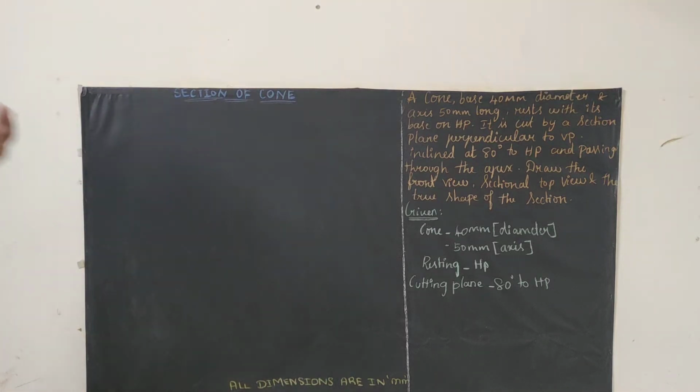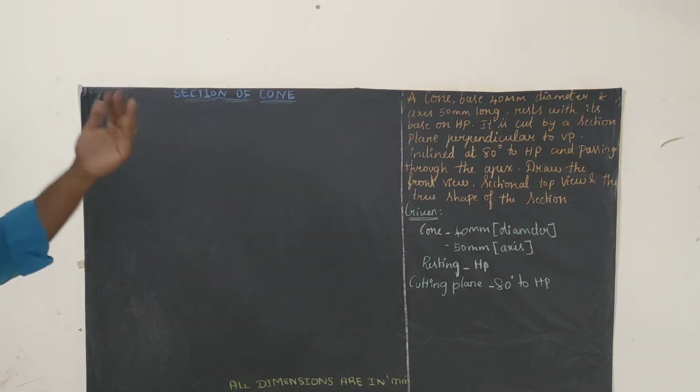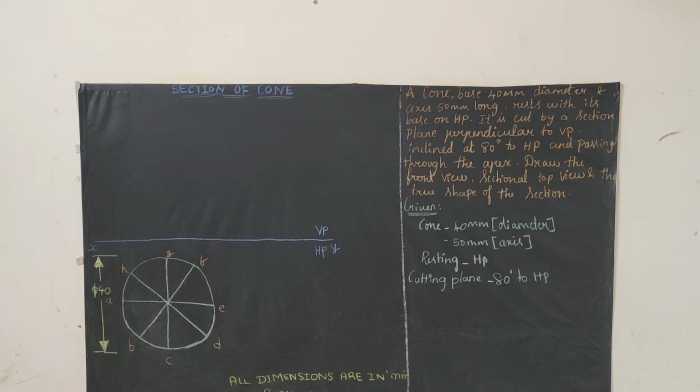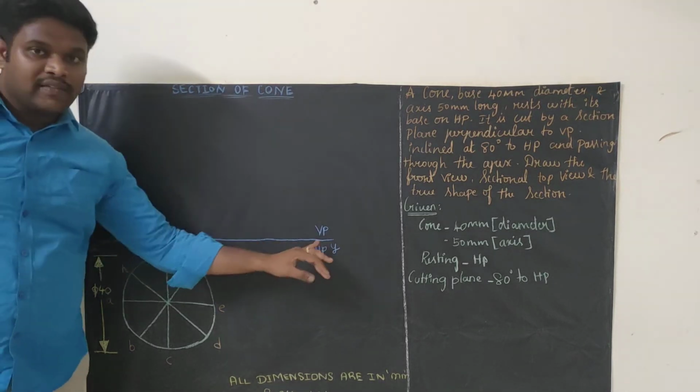So initially, I think it's very clear from the question, we can easily write the given data, and the first step will be drawing the reference axis. The first step is we need to draw the reference line and mark it as X, Y, VP, HP.